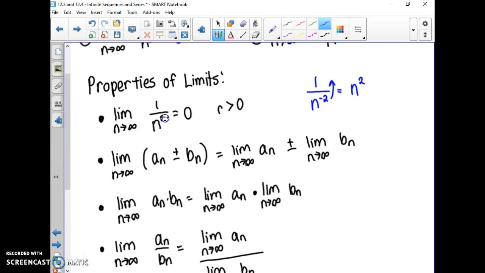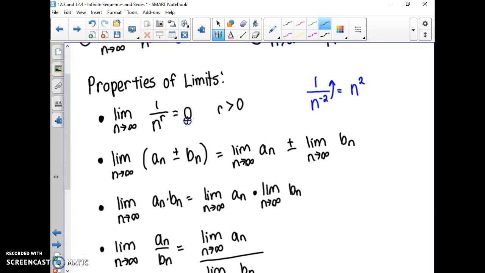So as long as you have a positive exponent here, even if it's small, like it could be n to the 1/2 or n to the 1/10 or something, as long as it's positive, this denominator will get larger and larger and larger. The limit will approach 0.